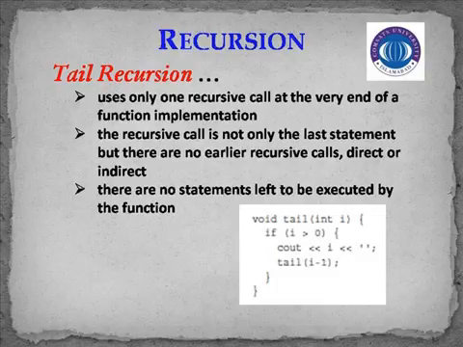Dear students, tail recursion uses only one recursive call at the very end of a function implementation. The recursive call is not only the last statement, but there are no earlier recursive calls, direct or indirect. There are no statements left to be executed by the function when it is applied as tail recursion. It is depicted in the snippet of tail function call with no return value.